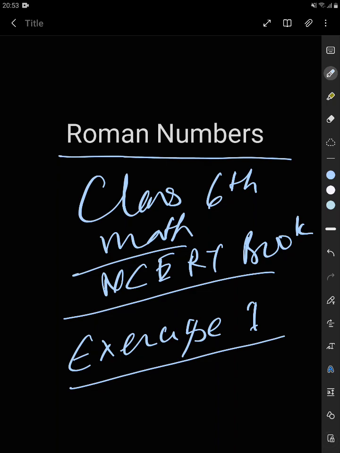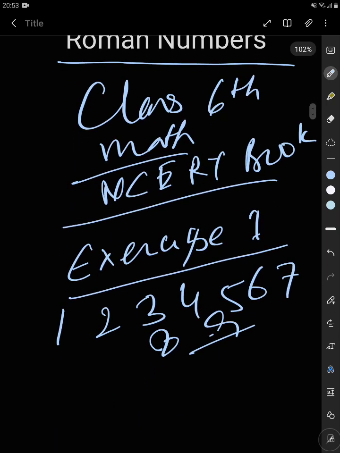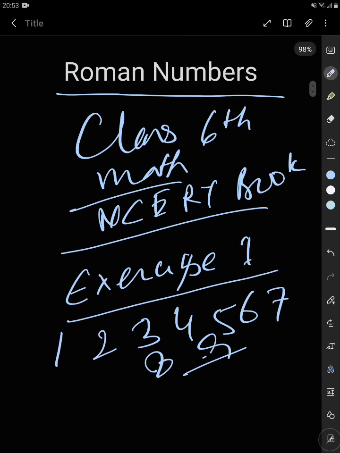So we'll understand what Roman numbers are and the concept behind them. Roman numbers are numbers used for the calculation of numbers. Mostly we are using Hindu Arabic numbers, that is 1 2 3 4 5 6 7 8 and 9. So instead of these numbers, we have Roman numerals also that can be used in counting.